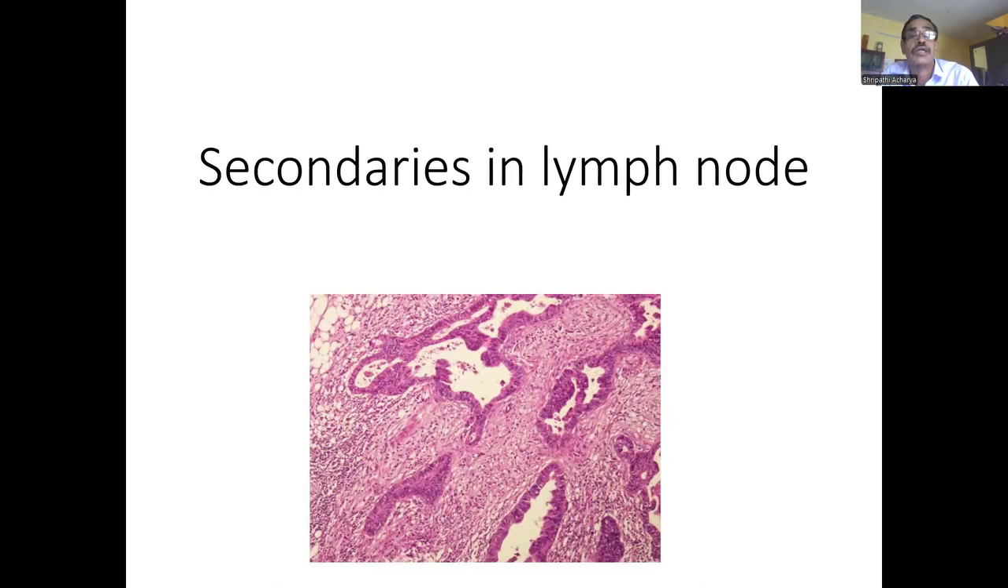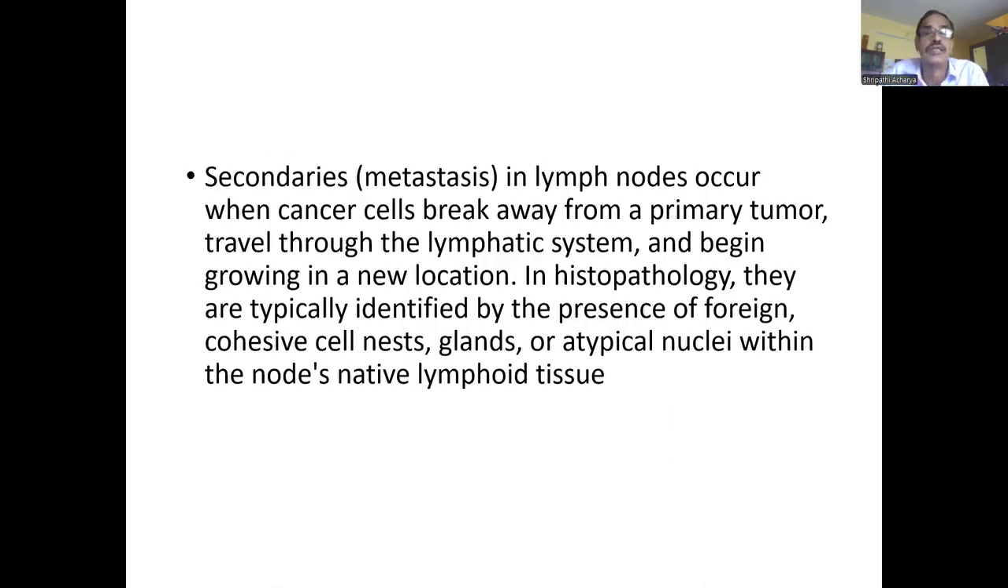Next, last, secondaries in lymph nodes. Secondaries or metastasis in lymph nodes occur when cancer cells break away from a primary tumor, travel through the lymphatic system, and begin growing in a new location. In histopathology, they are typically identified by the presence of foreign cohesive cell nests, glands, or atypical nuclei within the node's native lymphoid tissue.